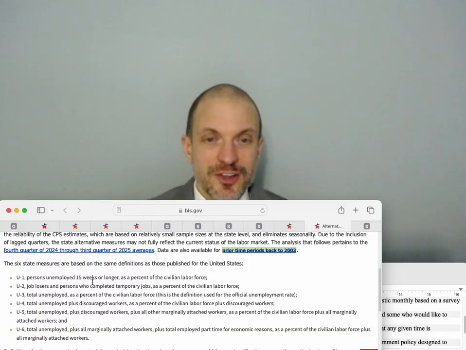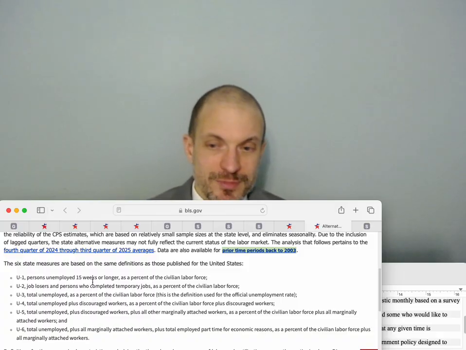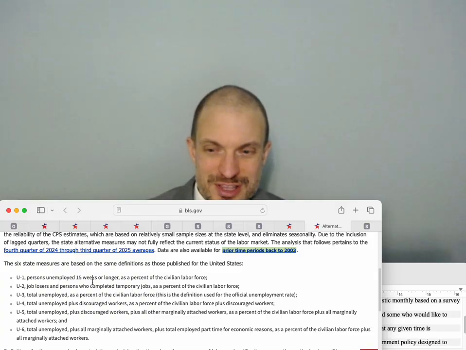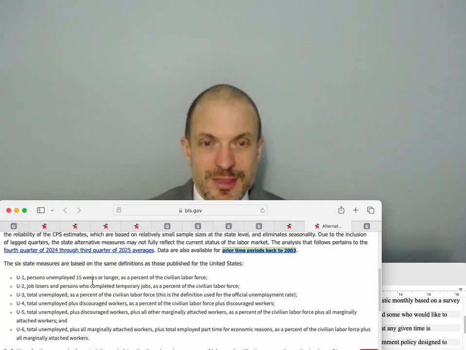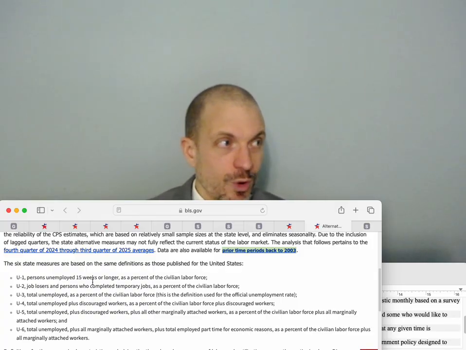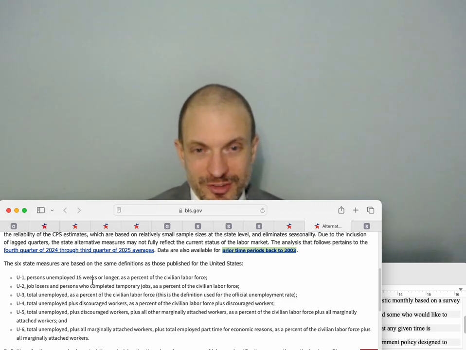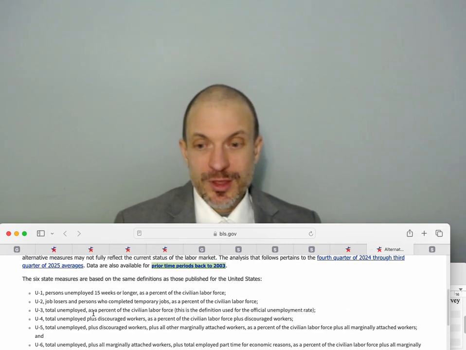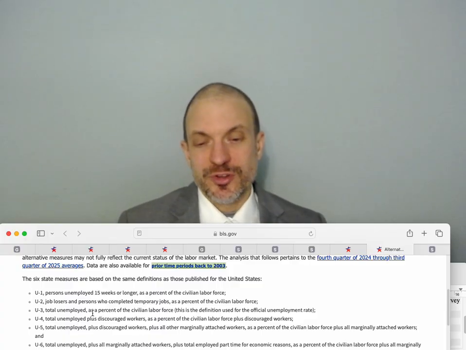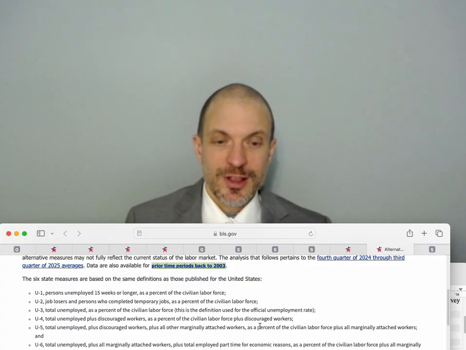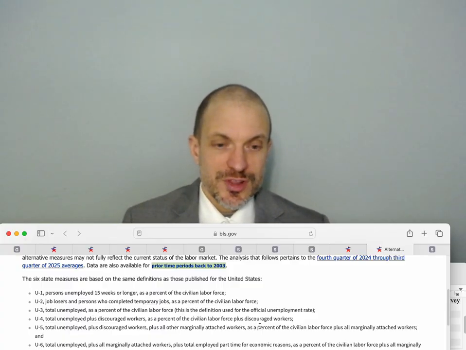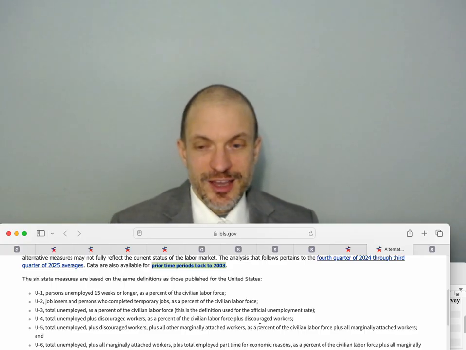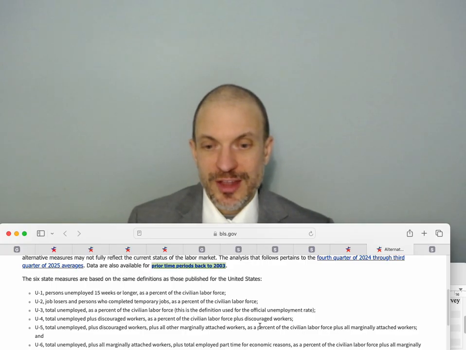There are six measures for unemployment at the state level: U1, U2, U3, U4, U5, U6. The headline unemployment, the main one, the one that we see in textbooks as the definition and the one that gets reported in the media, is U3. That's the total unemployed as a percent of the civilian labor force, which is the definition used for the official unemployment rate.